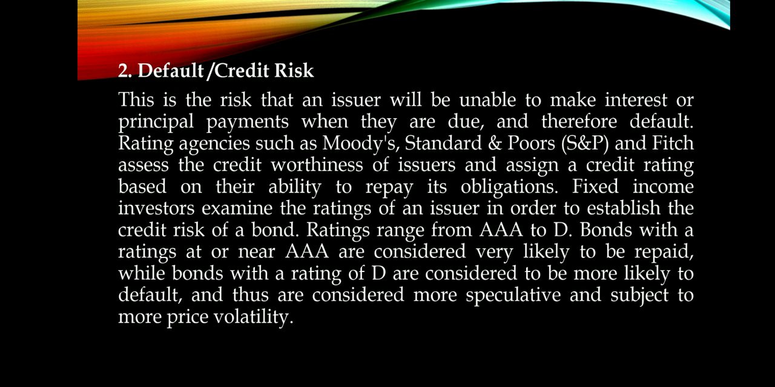Bonds with ratings at or near AAA are considered very likely to be repaid, while bonds with ratings of D are considered more likely to default and thus are considered more speculative and subject to more price volatility.